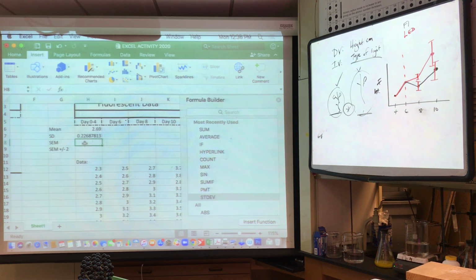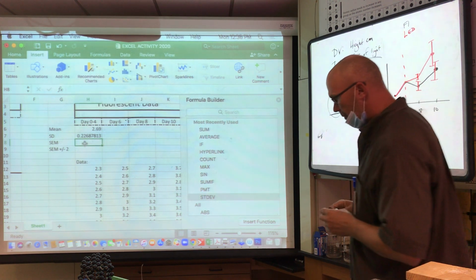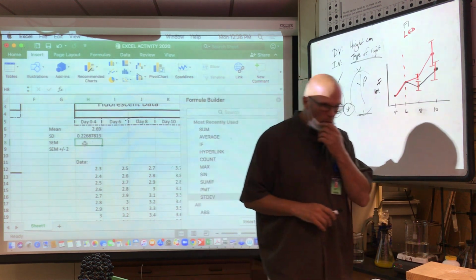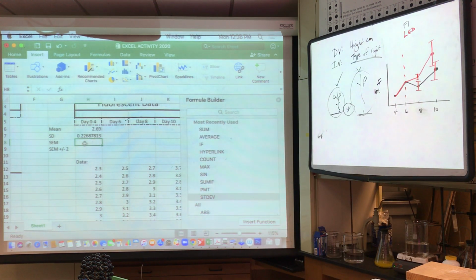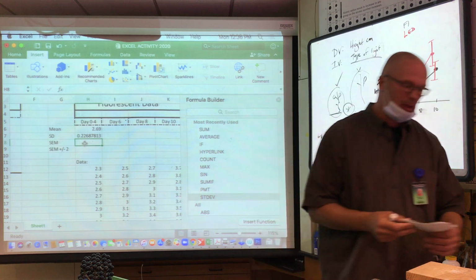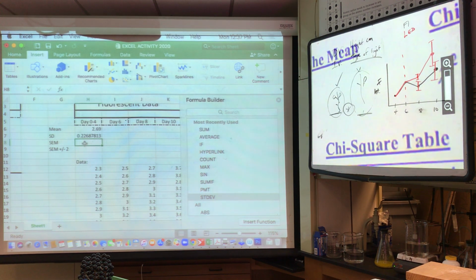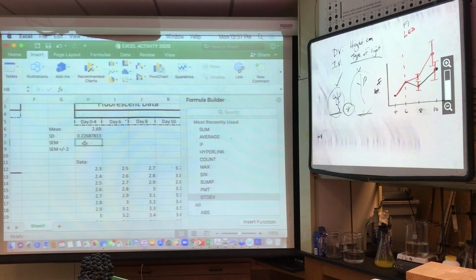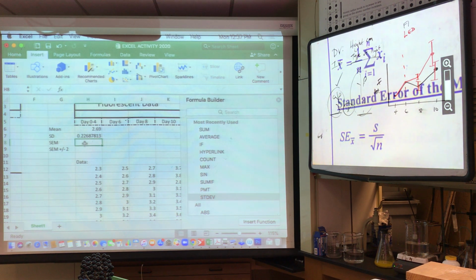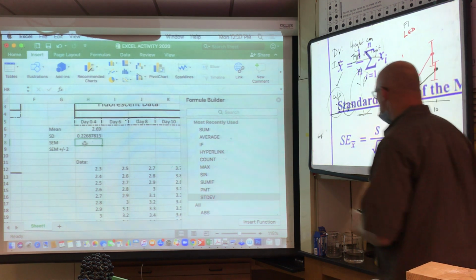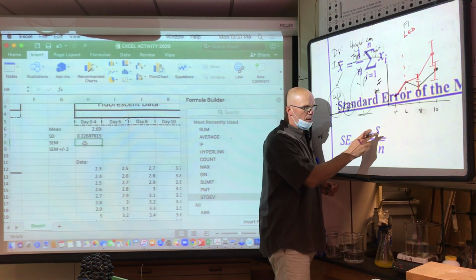SEM. Now this one, we do not have a nice formula for, so we're going to have to type this in, and that just shows you how powerful Excel is, because you don't need to have everything automated. You can make your own formulas, right from the AP reference tables. We should know, it is chi-squared, by the way. So, SEM, we have standard error of the mean, and that's the standard deviation divided by the square root of n.